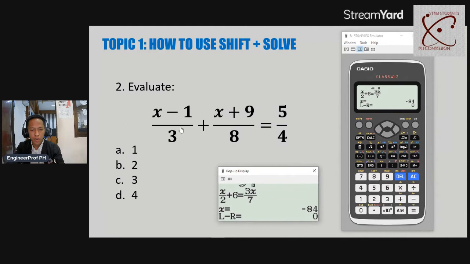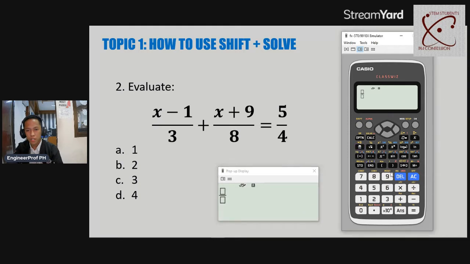So for this problem, we have x minus 1 quantity all over 3 plus the quantity x plus 9 all over 8 is equal to 5/4. Okay, so same thing din ang gagamitin natin, shift plus solve function. So ang gagawin natin, input natin directly yung equation.